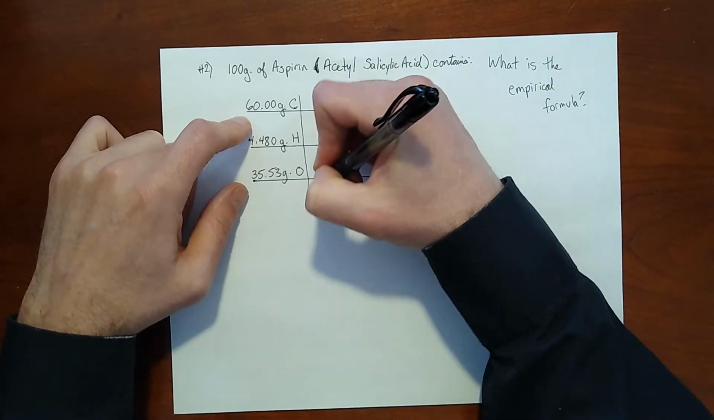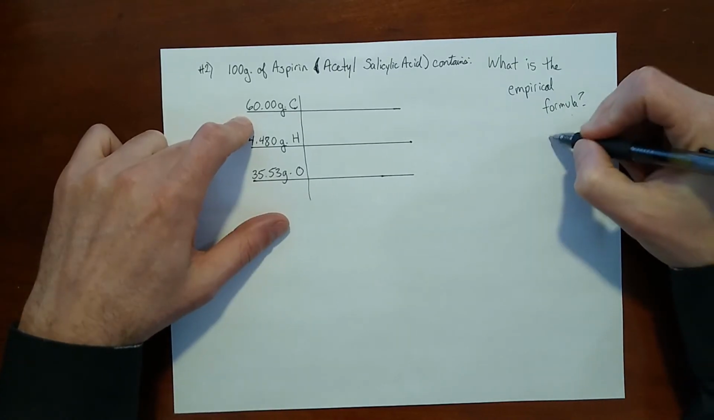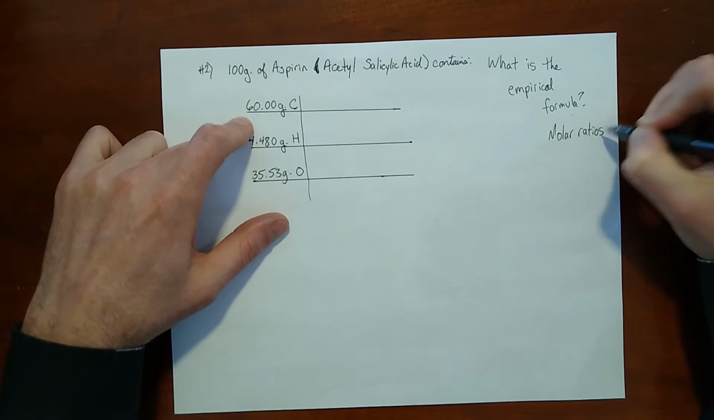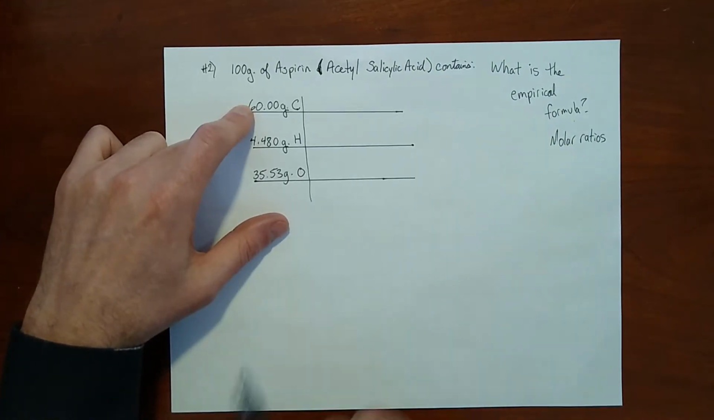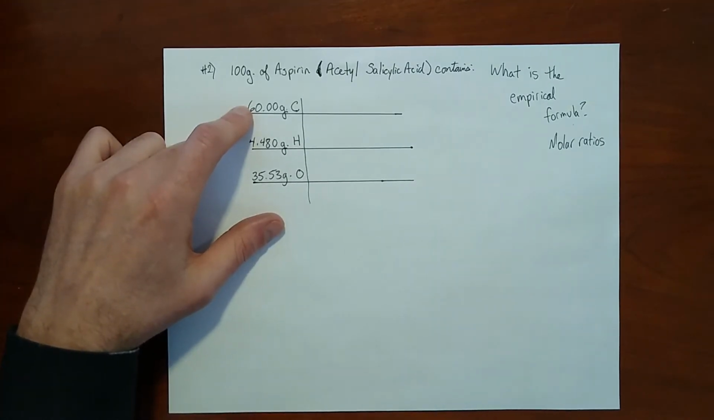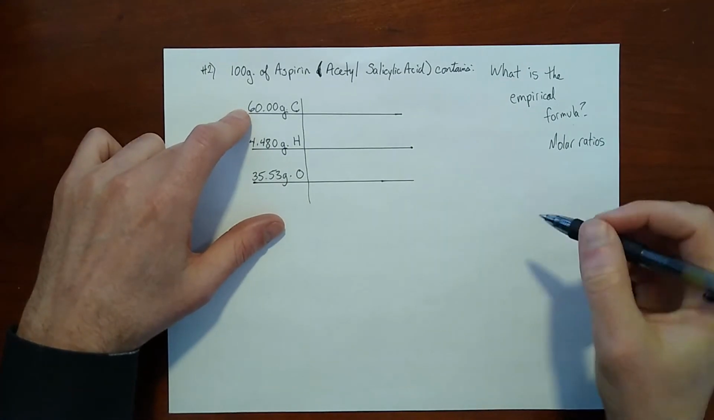Well, again, to find the empirical formula, I need molar ratios. And these are still not in moles yet. Okay, I have masses. So we'll do the same trick as on the last one. I'm going to convert all of these to moles.